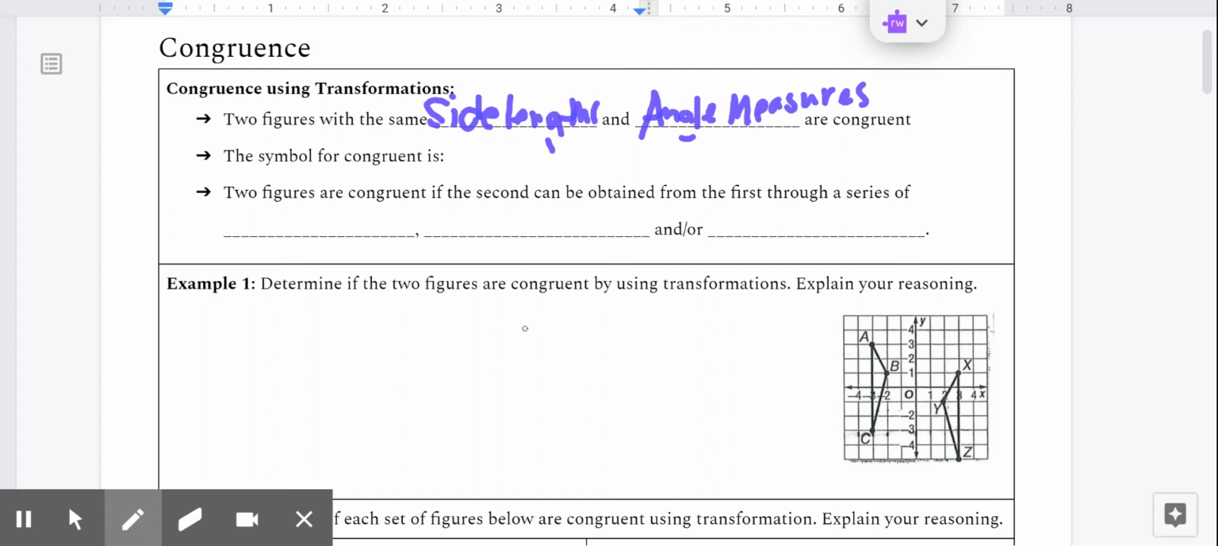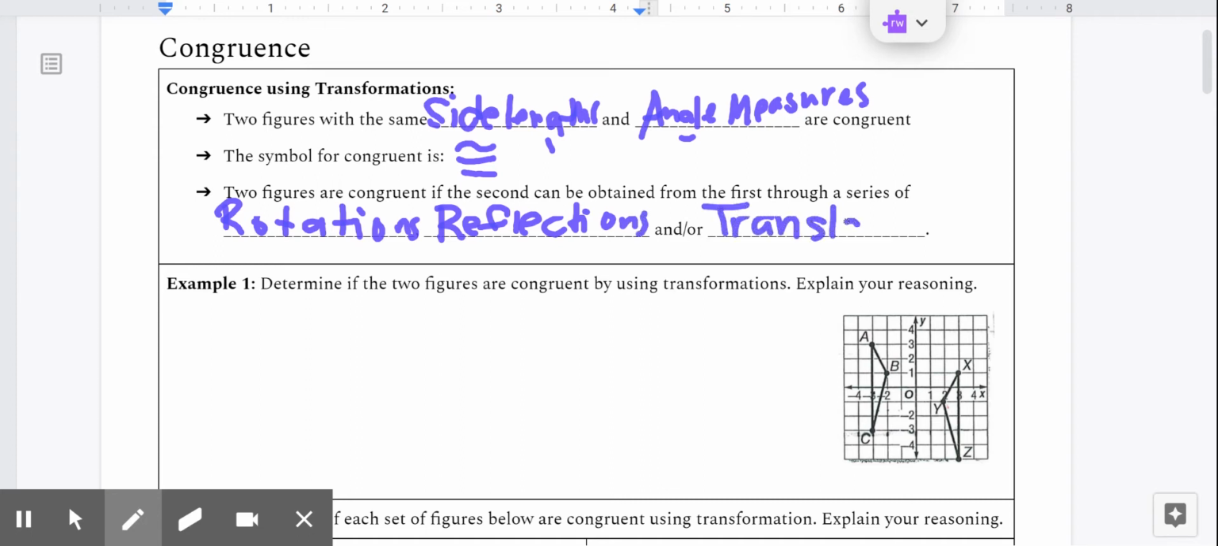And the symbol that we use for congruent has kind of this squiggly line over top of your equal sign. So that's your symbol for two things being congruent. Two figures can be congruent if the second can be obtained from the first through a series of rotations, reflections, and or translations. So you will notice that dilations are not a part of this list.